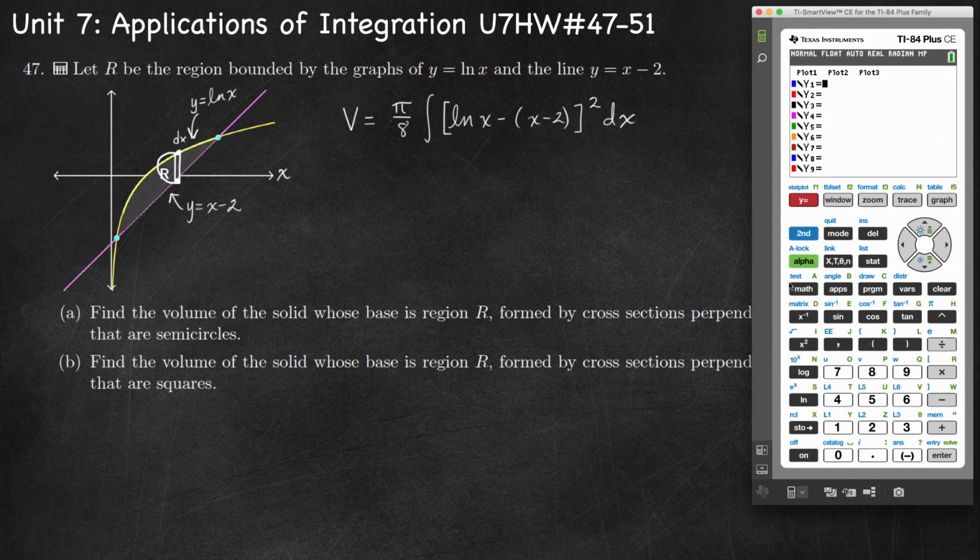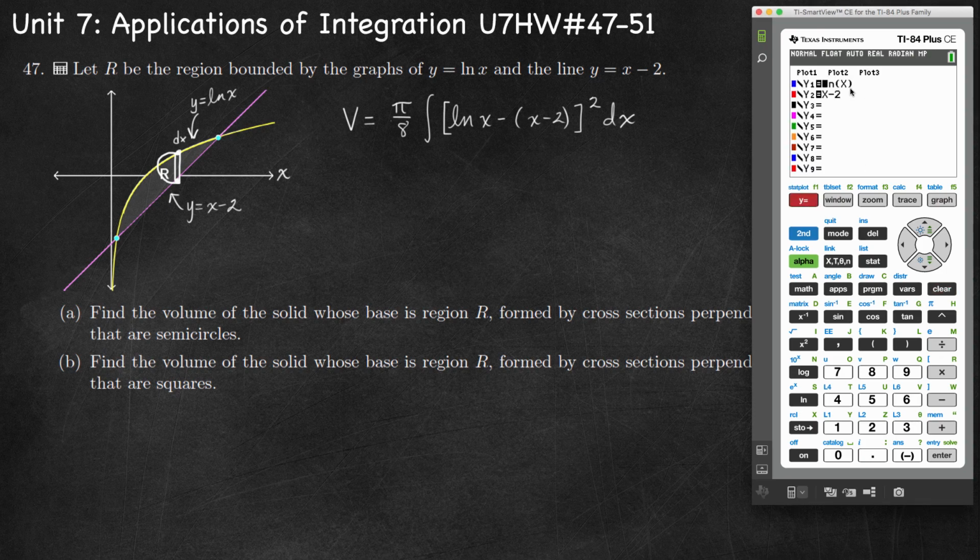I'm going to go ahead and enter the top function in y1, so ln x, the bottom function x minus 2 in y2, and then my volume is pi over 8. Let's try that again. Pi over 8, math 9 for my definite integral. Oh, I didn't write bounds. So this is a dx problem. We want to go from the x coordinate where our region begins to the x coordinate where it ends, and I have not found that yet. So let's go back.